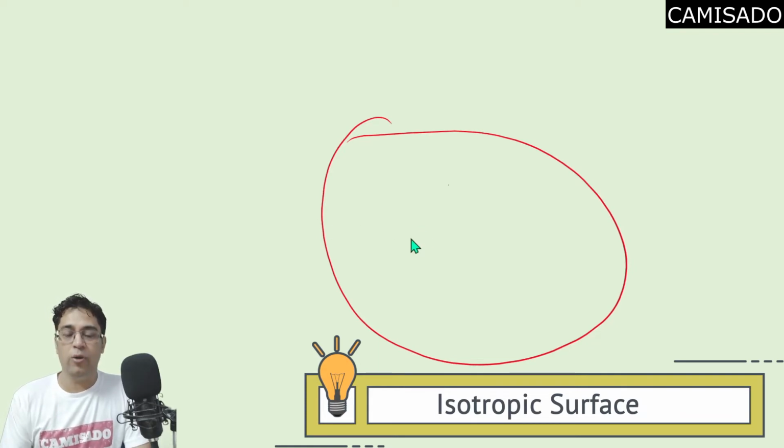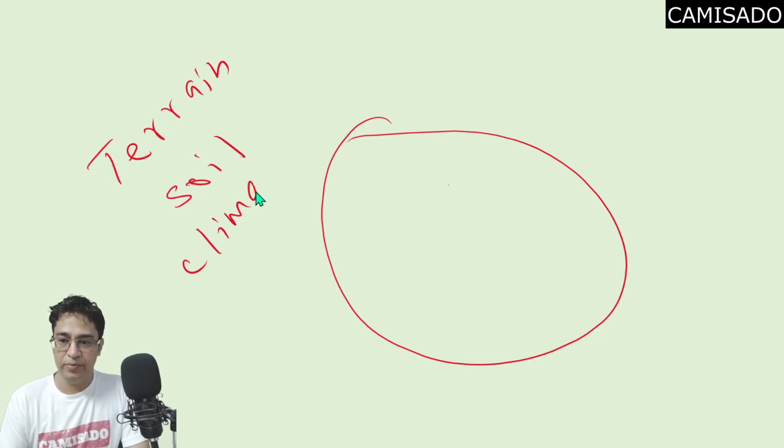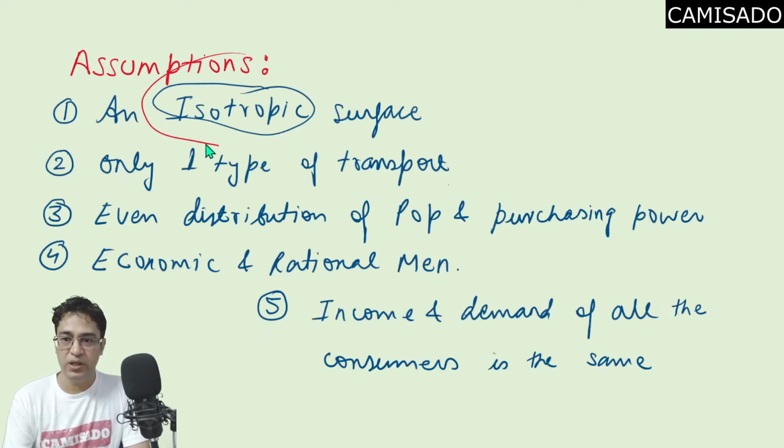So if we look at this term isotropic surface, so an isotropic surface is a kind of surface that is uniform in terms of terrain, soil, climate, etc., and it also provides equal ease of access in all the directions to everyone. So this is called an isotropic surface.